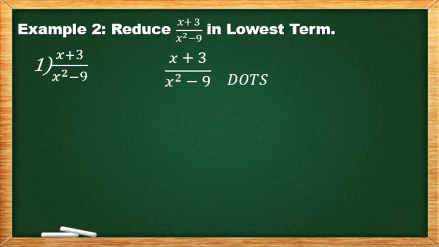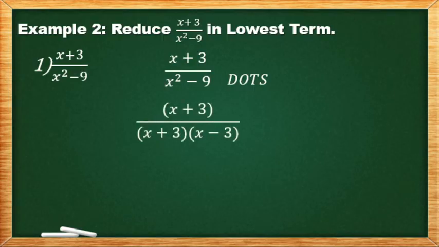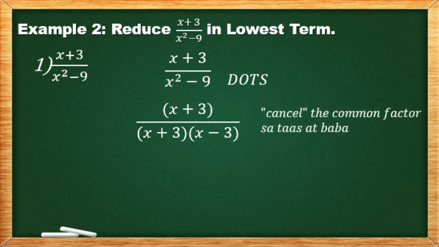So kunin natin ang factor ng x squared minus 9. The factor of x squared minus 9 is equal to open and close parenthesis of x plus 3 times open and close parenthesis of x minus 3. Then observe the rational algebraic expression. May magkaparehas ba? Yes. Meron tayong parehas na term na x plus 3 and x plus 3. So we can cancel these 2. So cancel ang common factor sa taas at sa baba. Yan. X plus 3, then x plus 3.